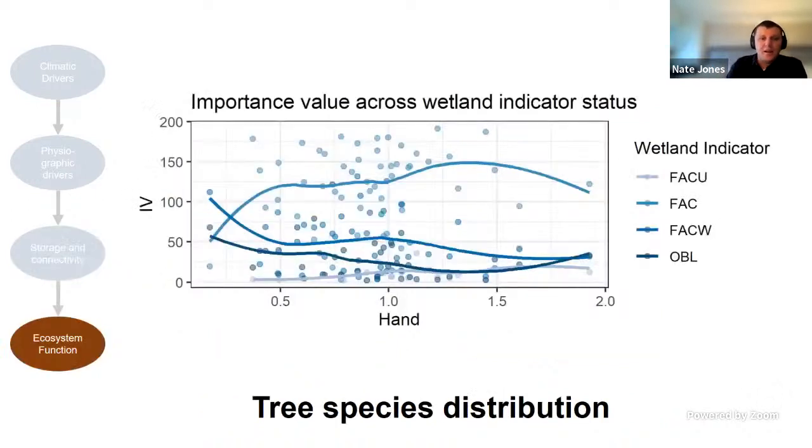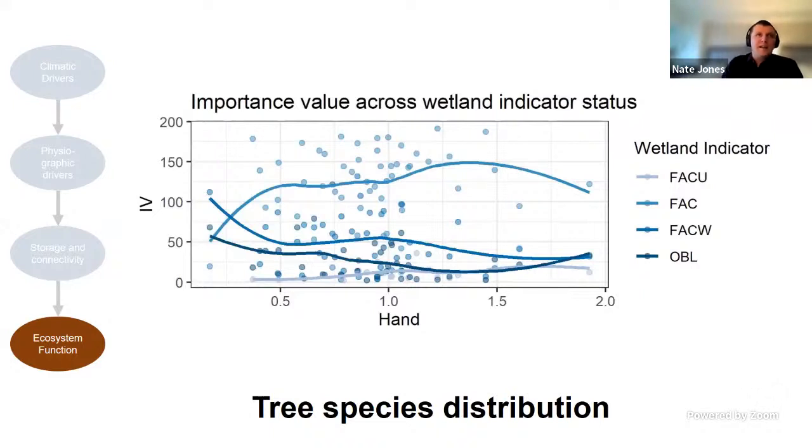Matt also looked at, he had 50 experimental plots where he collected all the tree species, and we looked at wetland indicator status. And there's nothing here that's too surprising. We saw that obligate wetland plants, so the darkest blue here, increased as you got closer to the river. And I guess this would be a good time to explain HAND. HAND is the height above nearest drainage, so it's essentially a normalized elevation.